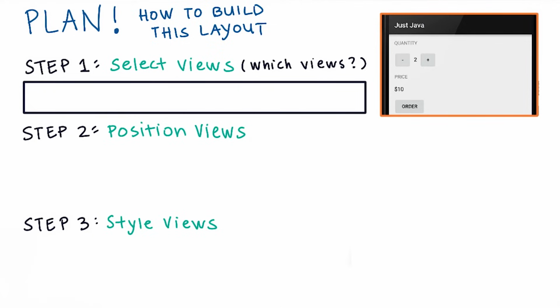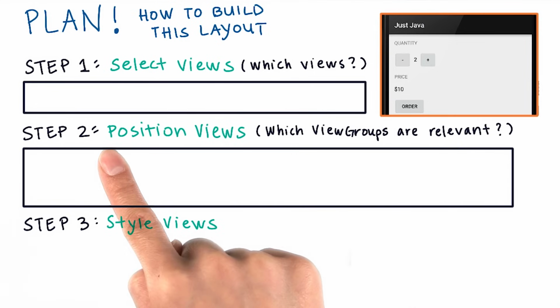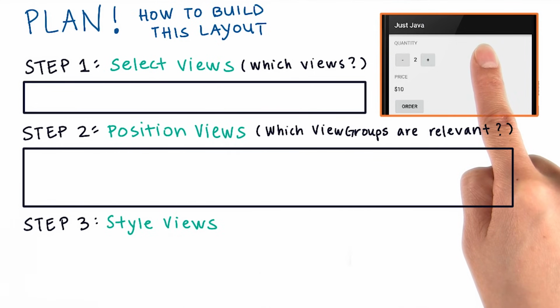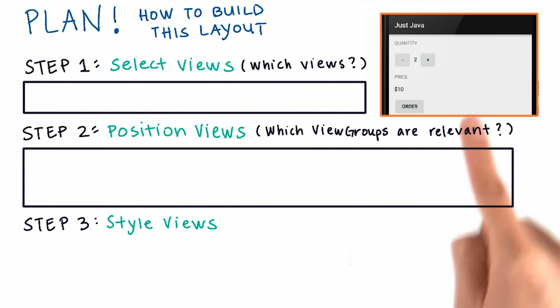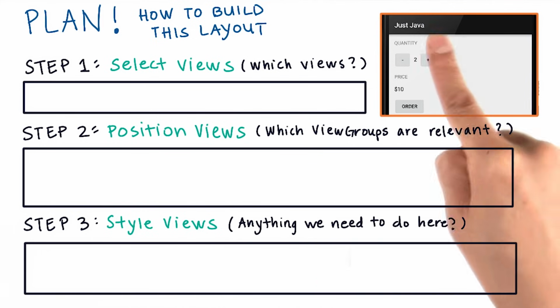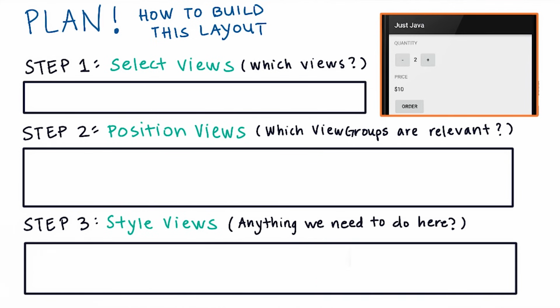Which views are you going to need in terms of text view, image view, button, etc.? The second step is to position the views. Can you describe how these views are positioned on the screen? Which view groups are relevant to building this layout? Step 3 is to style the views. Is there anything we need to do to change the visual look and feel of each of these views?